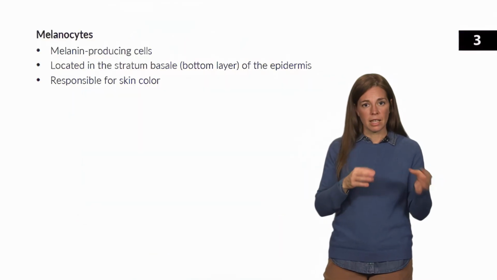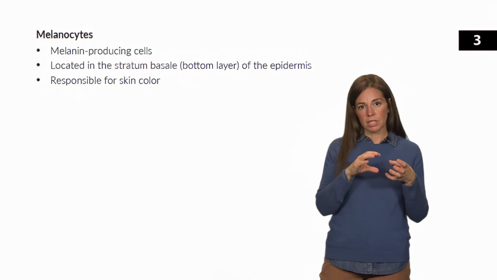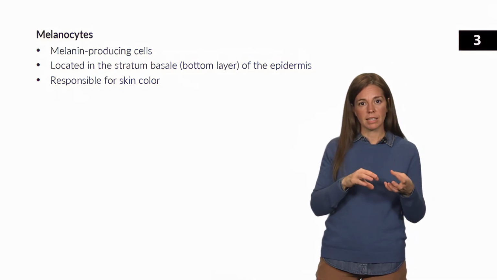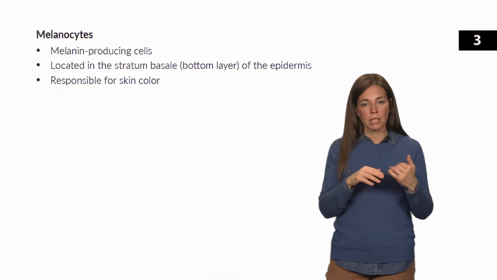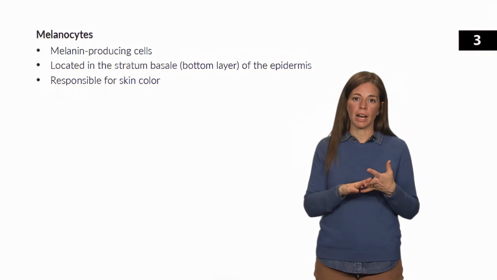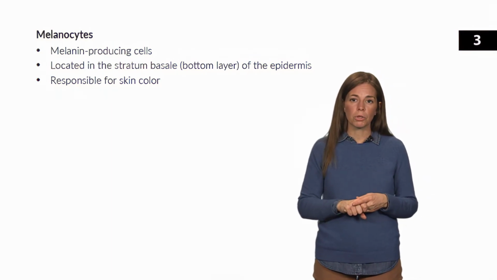Okay, melanocytes. Melanocytes are melanin-producing cells located in the stratum basale, the bottom layer of the epidermis. They're responsible for skin color, eye color, and hair color, and they originate from neural crest cells.